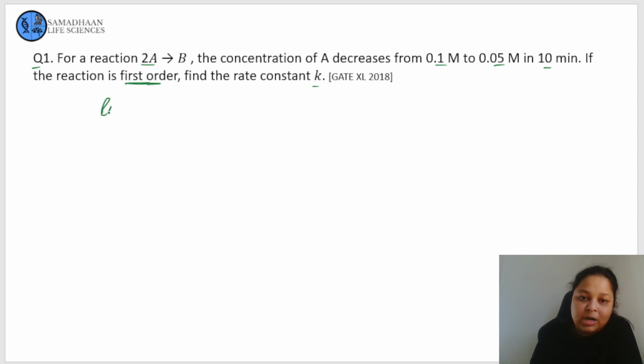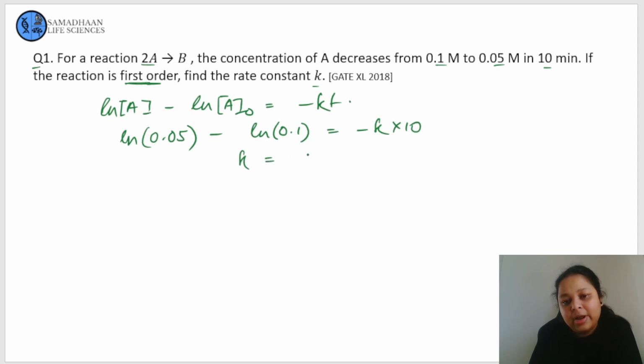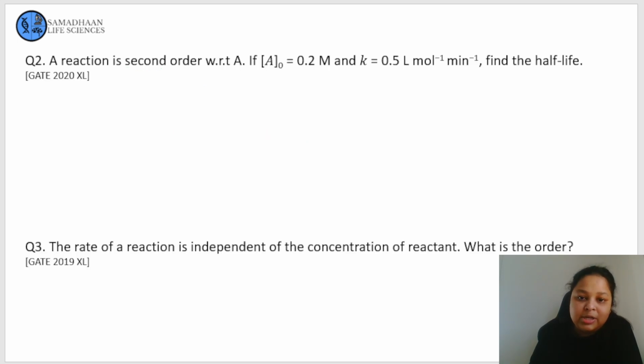For the first order reaction, we have this equation ln A minus ln A0 is equal to minus kt. So we will put the values. ln 0.05 minus ln 0.1 is equal to minus k into 10, and this k will come around 0.069 minute inverse. Now this unit of k can be different for different order reactions, so be careful there. Okay, now let's go to the next question.